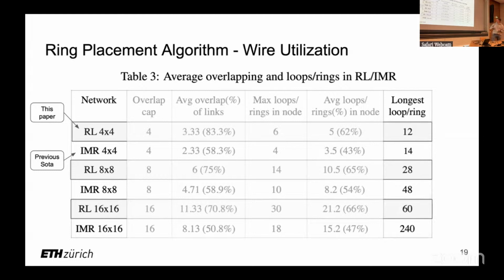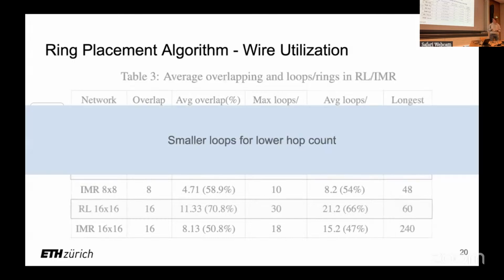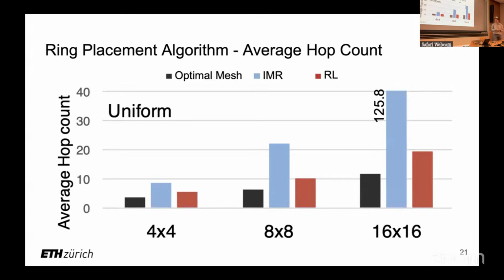And now if you look at the last column, you'll see the longest loop in the designs. And what you'll consistently see over all of the sizes is that the previous algorithm had longer loops, at least the longest loop was longer. And this is not good because longer loops have longer latencies. And so at least in the worst case, we know we have better latency. But what about the average case? Obviously, we are usually interested in the average case of our traffic.